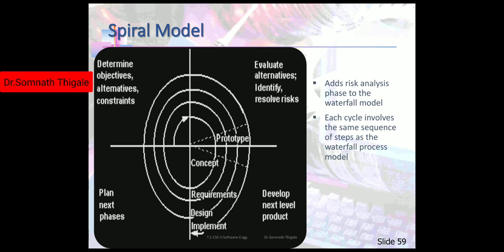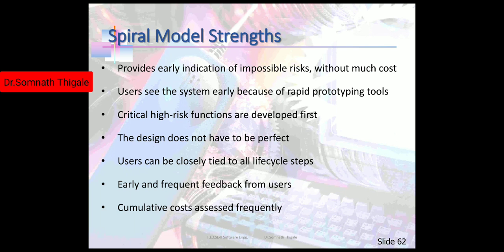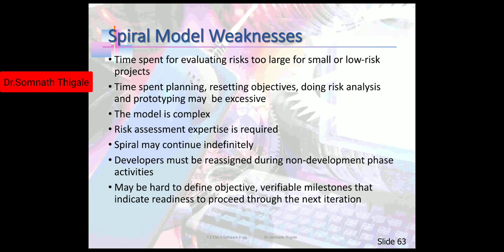These are the 4 quadrants. The first quadrant, starting from here, is determine objectives, alternatives and constraints. Next is evaluate alternatives, identify and resolve risks. Third is develop the next level product, and the next one is plan the next phase. So this entire model works in these 4 quadrants: determine objectives, evaluate alternatives, develop next level product, and plan next phase. So what are the things they are going to do in quadrant 1, quadrant 2, quadrant 3 and quadrant 4? This is the spiral model. Early indications of impossible risk without much cost. These are its advantages. So simply we are implementing a waterfall process model, but in a different manner.